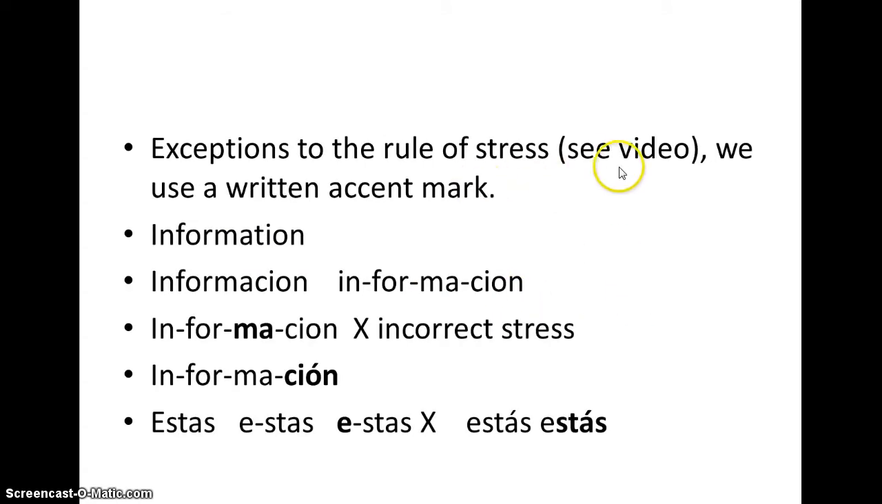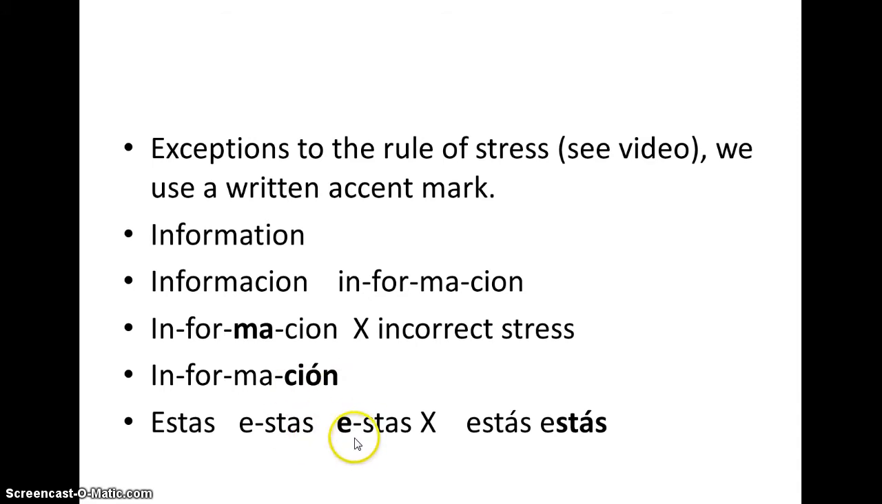Exceptions to the rule of stress use a written accent mark. For example, information in Spanish is información. This ends with a consonant N, but it's that exception N. So anytime a word ends with an N, an S, or a vowel, you're supposed to stress the next to the last syllable. So normally you would say información. However, that's incorrect stress. In Spanish, you're supposed to stress the last syllable, but that breaks the rule. So you're going to have to put a written accent mark here to tell the person to say información.